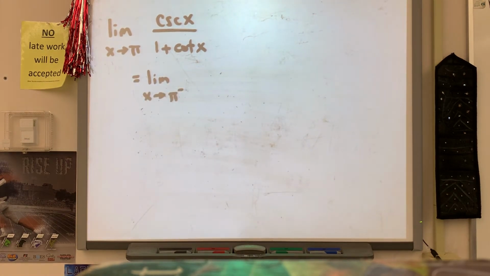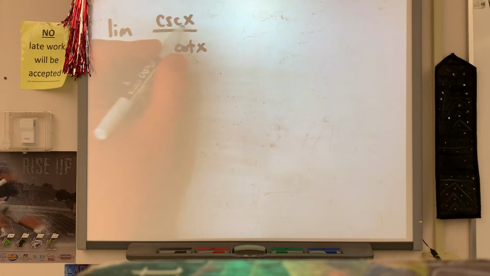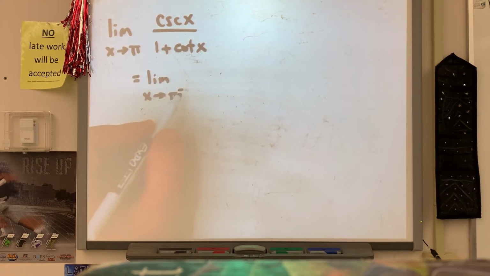Okay, so as values get closer and closer to pi from below pi, so 3 to 3.1 to 3.14, as we get closer and closer to pi. So the limit as x approaches pi from the left of this expression, cosecant x all over 1 plus cotangent x. I'm going to go right into doing the derivative of both of these.